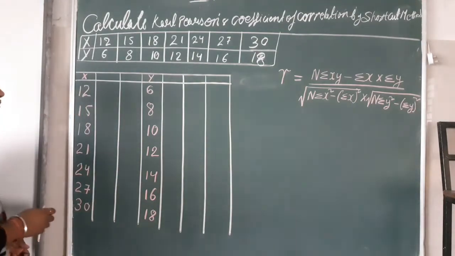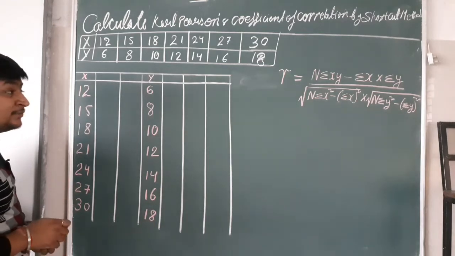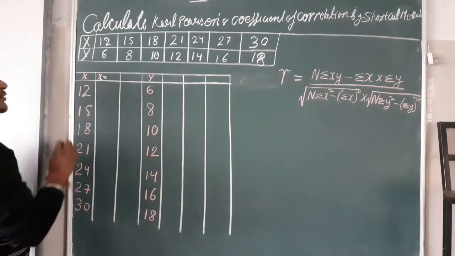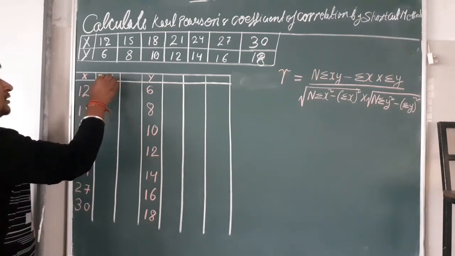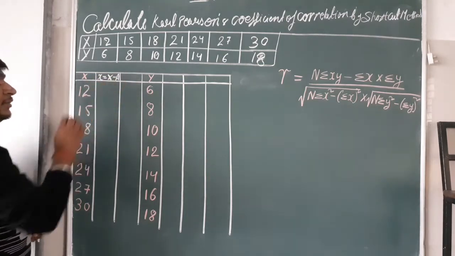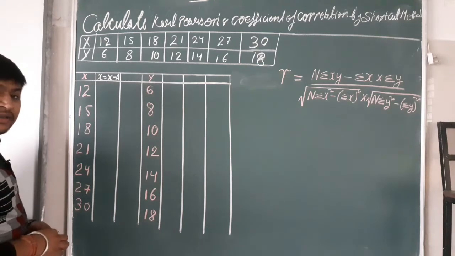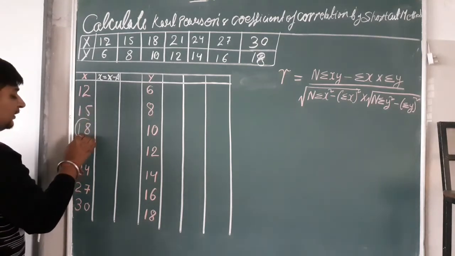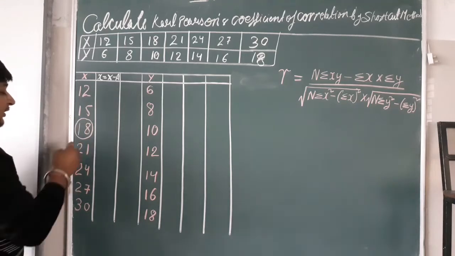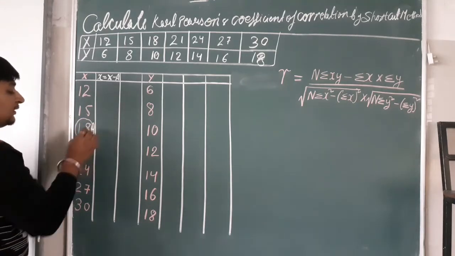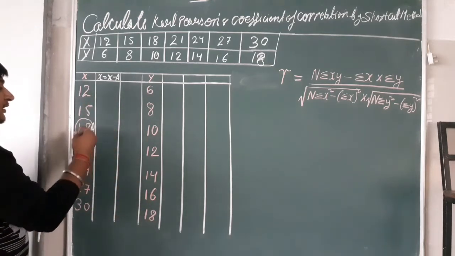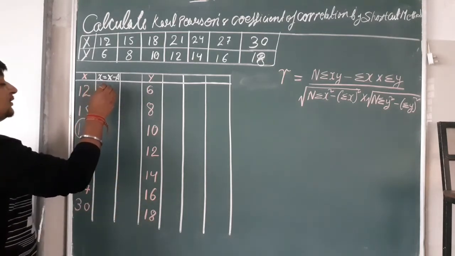So here we first find small x, and the formula for calculating small x is capital X minus a. Here we are letting a as 18. तो 18 हमने a लेट कर लिया. Then 12 minus 18 becomes minus 6.